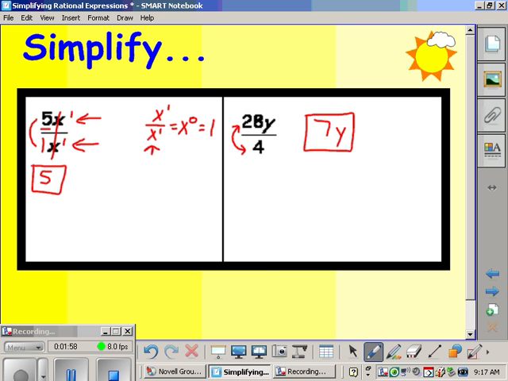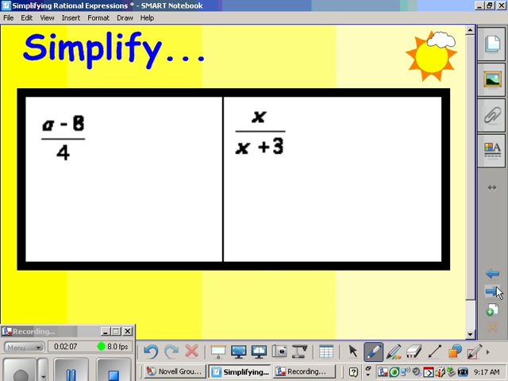Now in both of these cases, the numerator and denominator were monomials. Let's take a look at what would happen if one of them was not a monomial. So in this case, and in case you can't read that, this right here is an a. It just didn't come out too good. So it's really a minus 8 divided by 4.